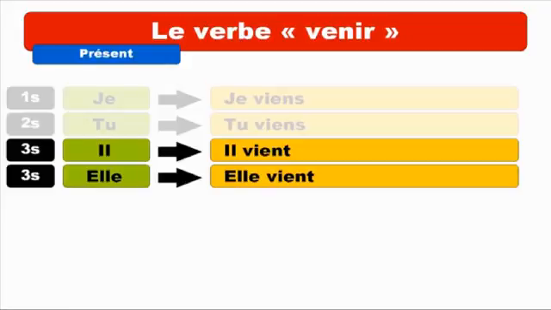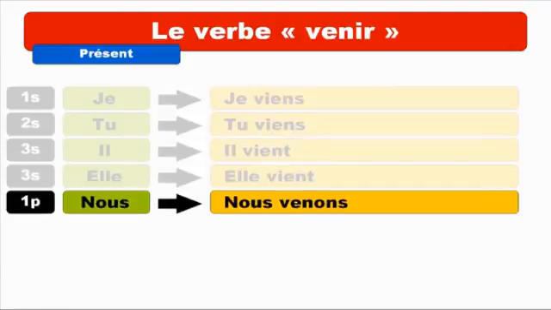But then je and tu is ending with a S, and then il and elle, the same form, is ending with a T, okay? So let's see nous. First person of the plural, it's nous, and then we get this nous venons, okay? Keep in mind that is pronounced like so it's the venons. Final S is not pronounced, okay? Nous venons. Repeat. Nous venons.